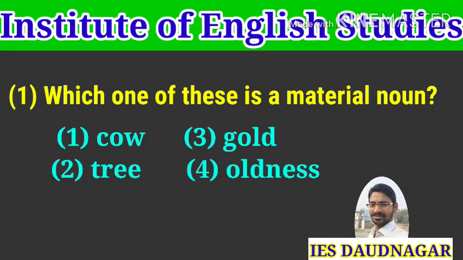Which one of these is a material noun? Option cow, gold, tree, oldness. Correct option is gold.